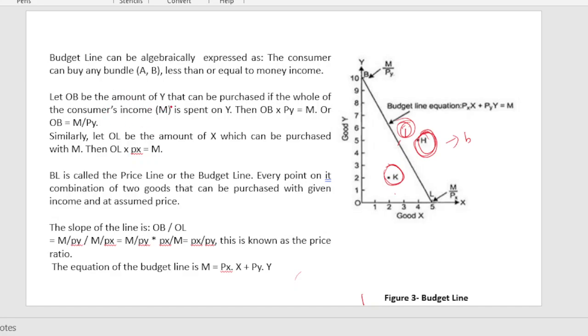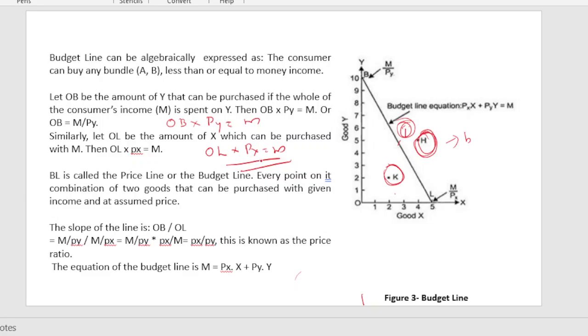Here, let OB be the amount of Y that can be purchased if all the consumer's income M is spent on Y. If I am willing to invest all my income in one good, then the money income is equal to OB into PY, that is, total units of Y into price of Y is equal to M. Similarly, if I use my entire income to buy only X, then it becomes OL into PX, which is equal to M.